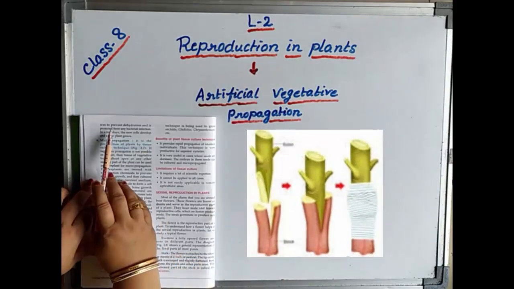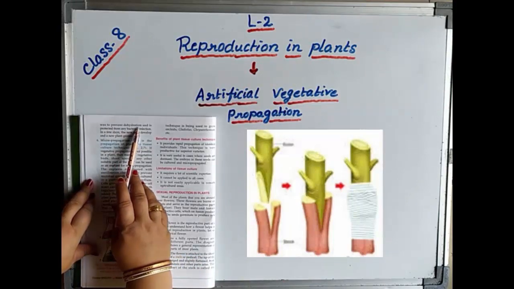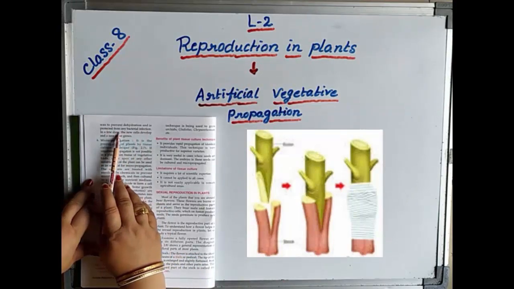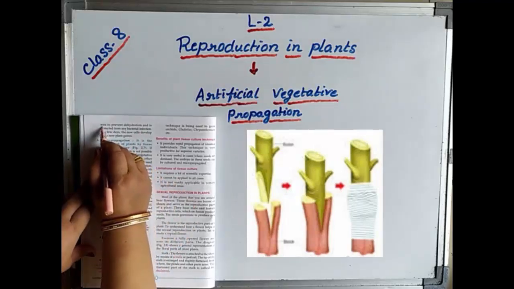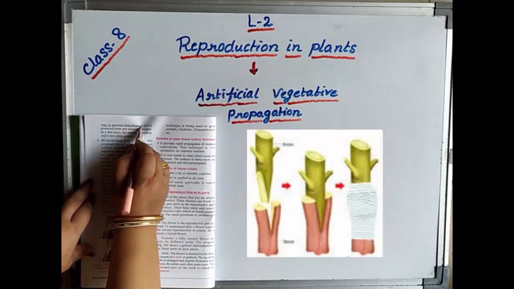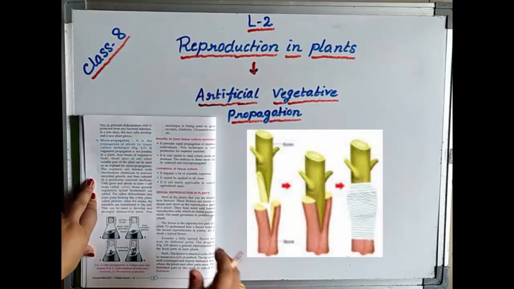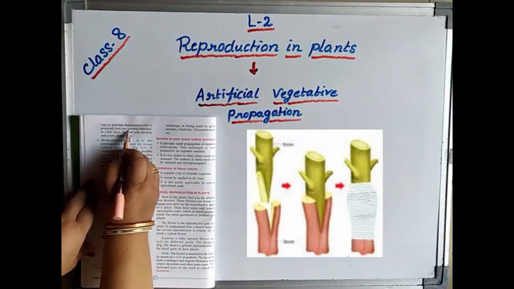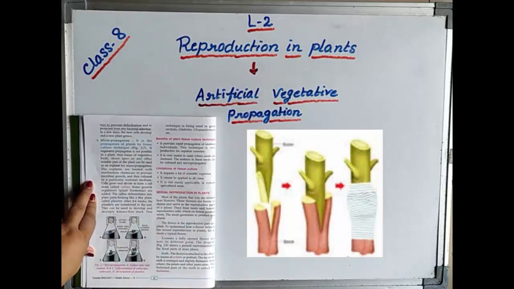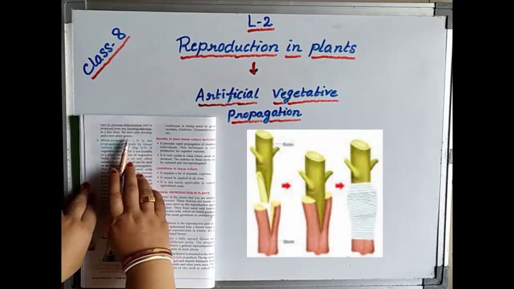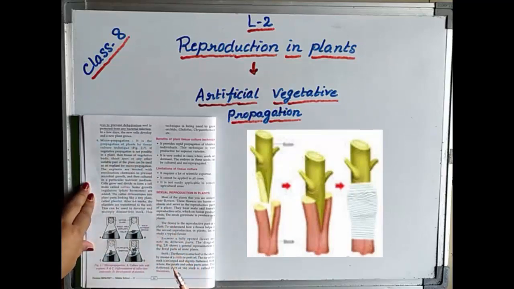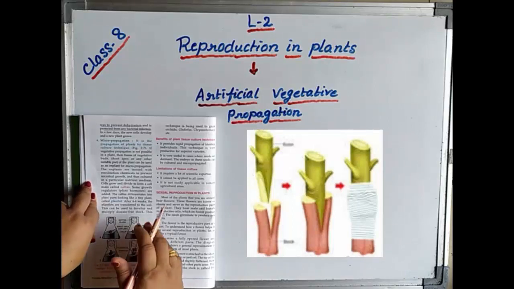And the joint is covered with wax to prevent dehydration and to protect it from bacterial infection. Please underline it, why it is covered with wax, to prevent it from dehydration, so that it should not get dry, and also to protect it from bacterial infection. Okay, and slowly you will find after a few days the new cells develop and a new plant slowly grows. So grafting is mainly done in a few plants like rose and others.